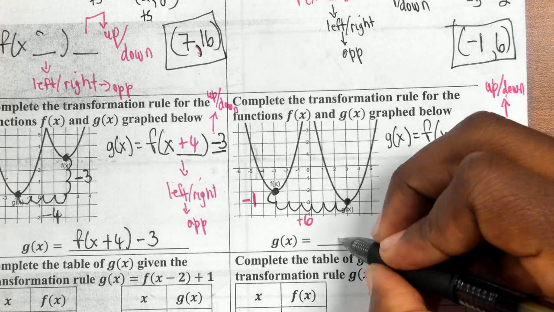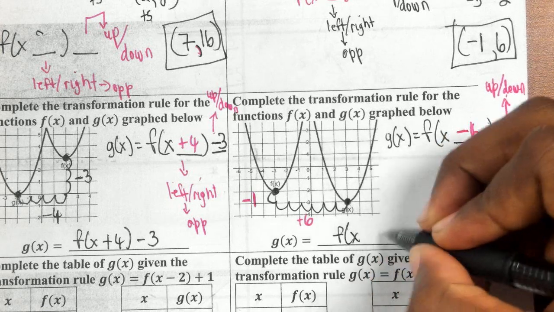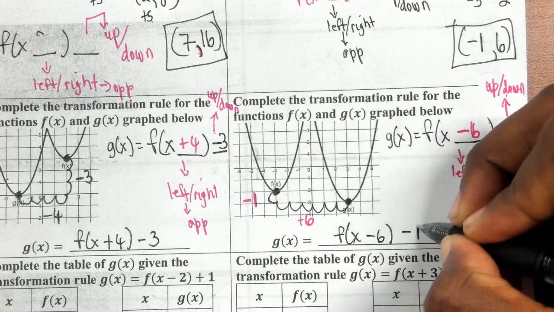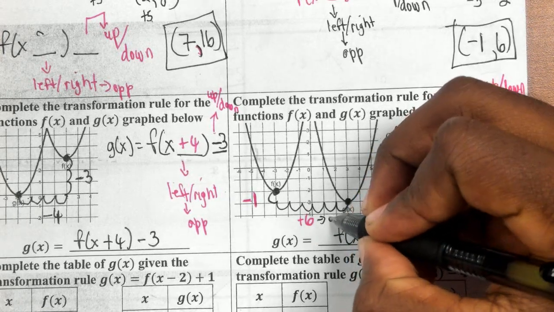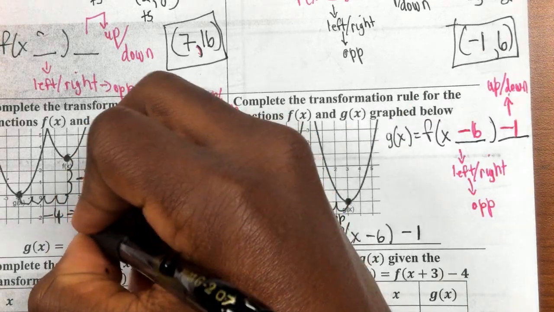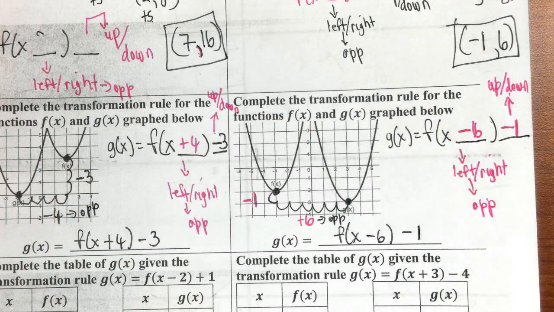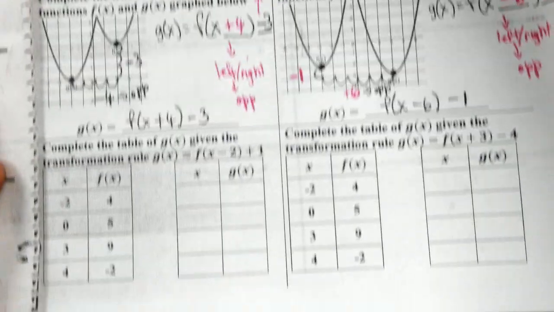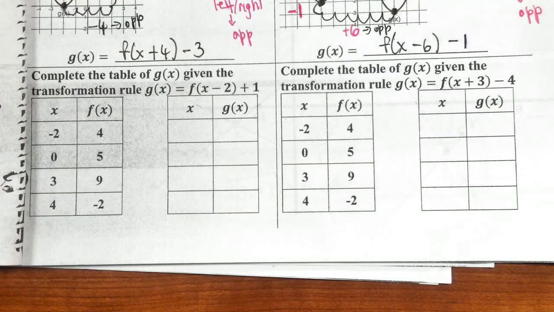So our answer is going to be f of x minus 6 minus 1. Because again, this you have to do the opposite of, the same way we have to do the opposite of here. Alright? So again, guys, just like that. So final problem, guys.